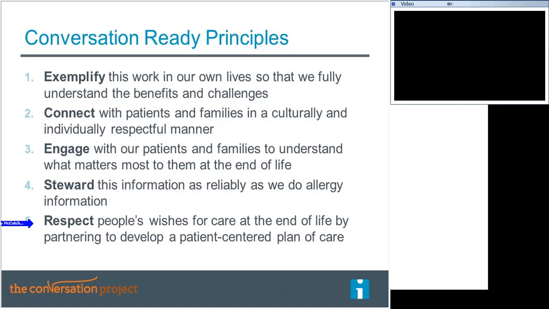I will go into these more deeply just by way of explanation. These 4 are the main areas of systemic work that we have come to learn a healthcare organization needs to undertake. So if an organization wants to become conversation ready, they have work to do around how they're going to exemplify this work in their own life as clinicians. There's work to do around how they're going to be culturally humble. There's work to do around how they're going to proactively engage. There's work to do about how they're going to reliably steward this information. So these principles become a roadmap of the work that needs to be done.